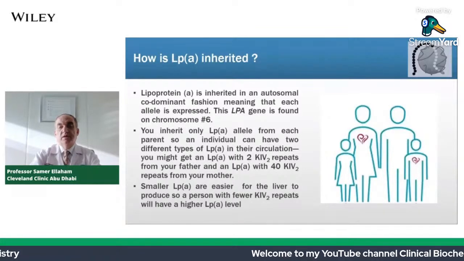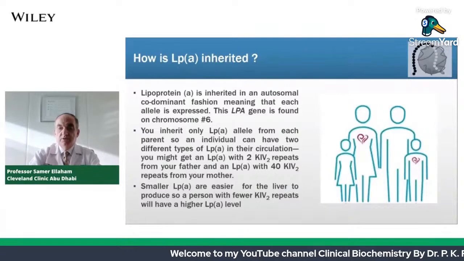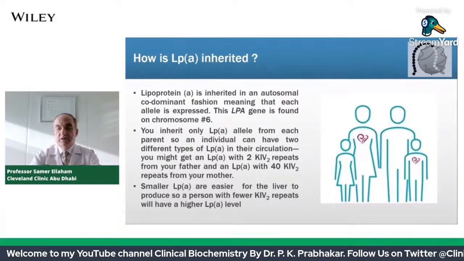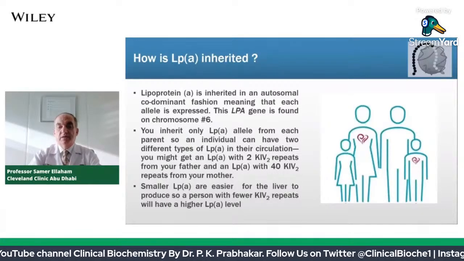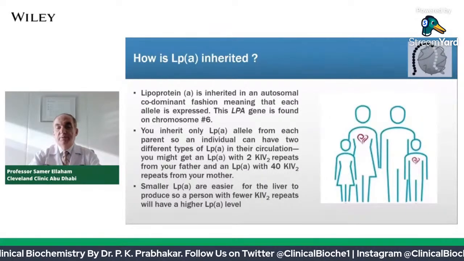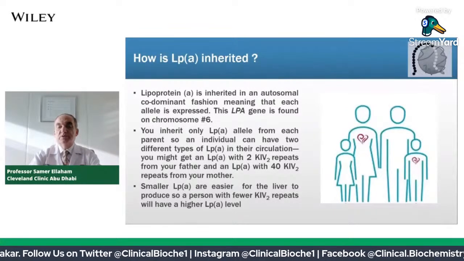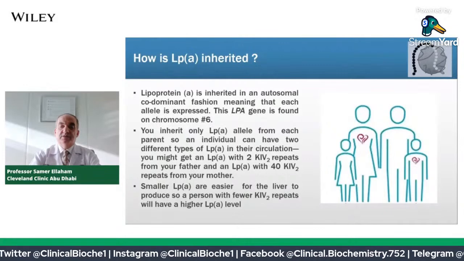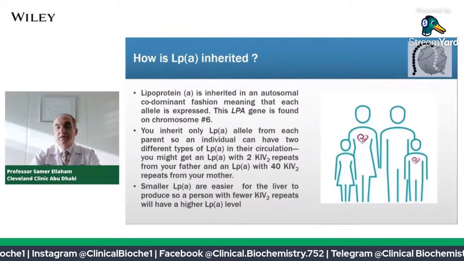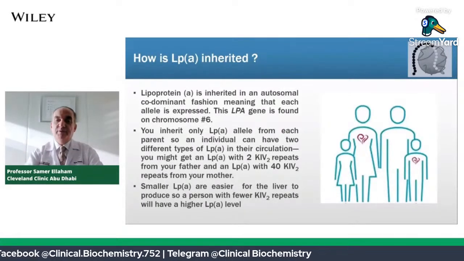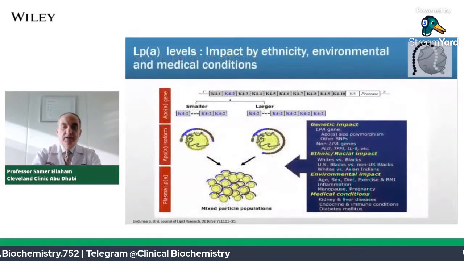different nature. And again, talking about the KIV-2, or the 41, the Kringles, which I mentioned to you, the ones that look like Danish pastries. Small Lp(a) are easier for the liver to produce, so a person with fewer of these Kringle repeats will have a higher Lp(a). It may initially be counterintuitive, but if you think about it, it makes some sense.